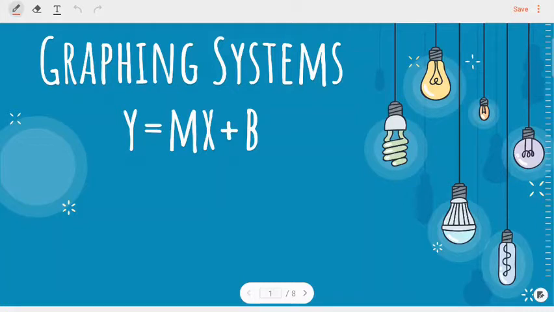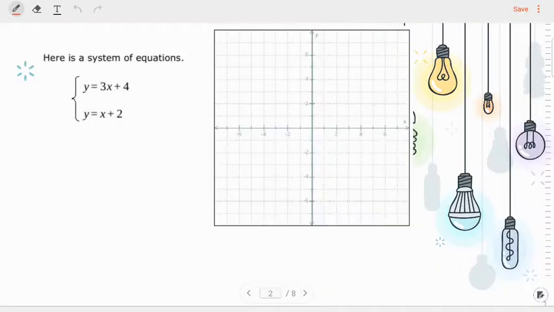Remember our equations, y equals mx plus b gives me the slope of a graph and the y-intercept. Because I have a starting point, my y-intercept, and the slope tells me where my line should be headed after I have my starting point, we can go ahead and graph these. So here is a system of equations: y equals 3x plus 4 and y equals x plus 2. And I want to graph these in order to find my solution.